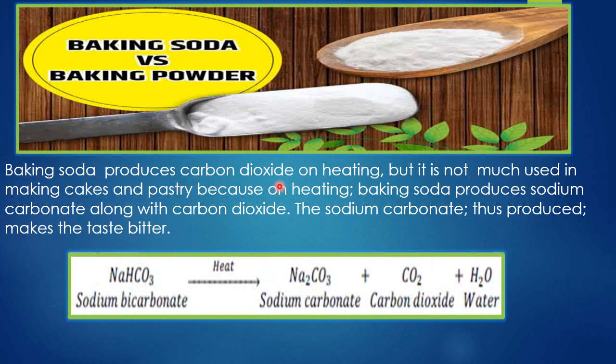Baking soda produces carbon dioxide on heating, but it is not used for making cakes and pastry, because on heating, this baking soda produces sodium carbonate, carbon dioxide and water, and this sodium carbonate makes the taste bitter. So it is not preferred in cooking or making cakes and pastry.